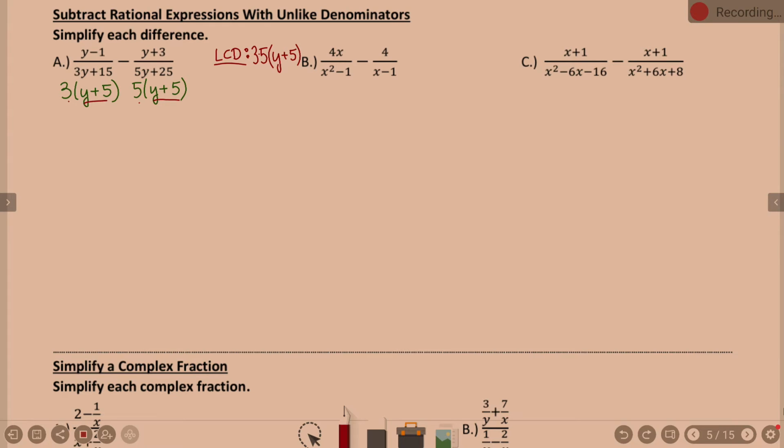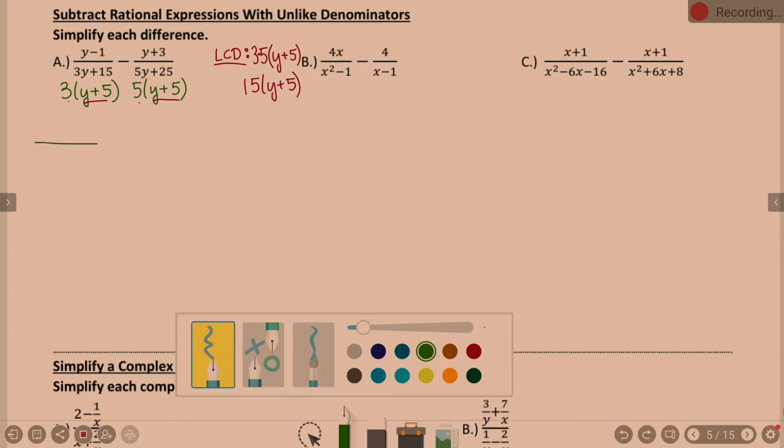Now, depending on your situation, you can write it as 3 times 5 times y plus 5, and I probably will at first. However, it can also be written as 15 times y plus 5. In other words, you can go ahead and put that 3 and 5 together. And that's what I'll definitely put in my final answer. Okay.